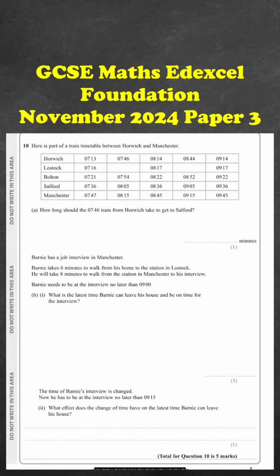Question number 10. Here is part of a train timetable between Horwich and Manchester. How long should the 7:46 train from Horwich take to get to Salford?